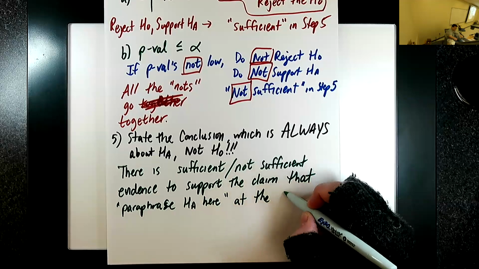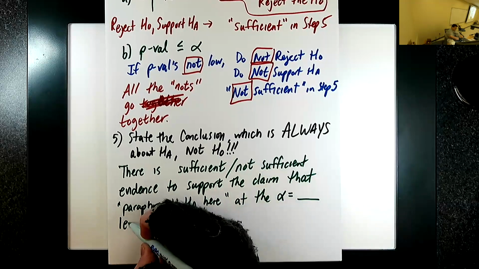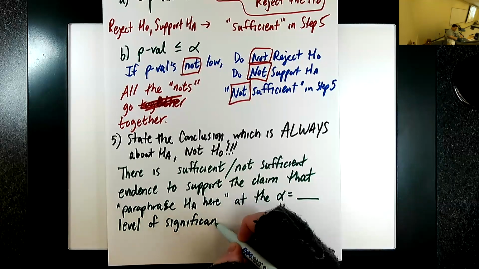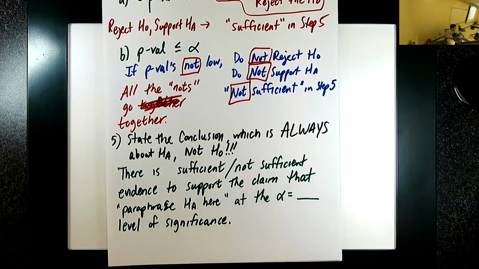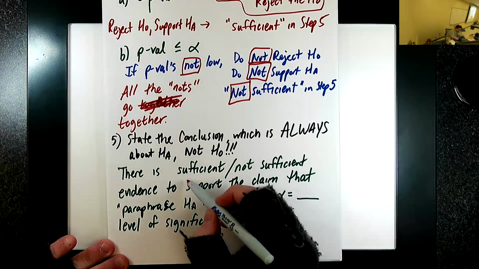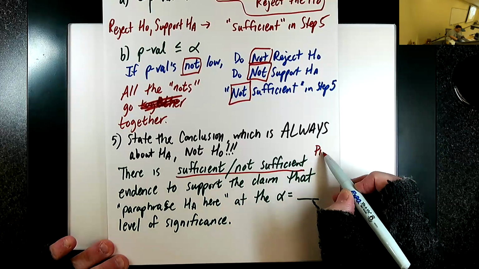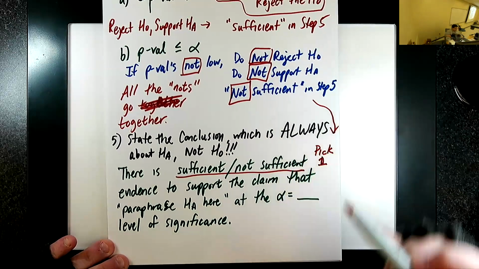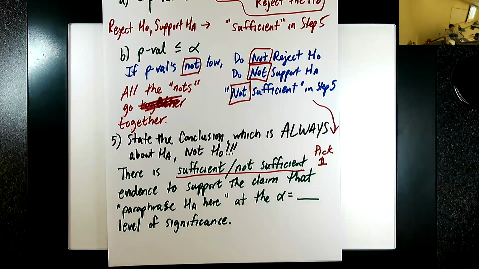At the alpha equals blank level of significance. This last part, the alpha equals part, isn't absolutely necessary, but it's good practice. It lets whoever is reading it know just how serious it is. So you're going to pick one of these, and it's based off of step 4. You either have sufficient or we do not have sufficient.